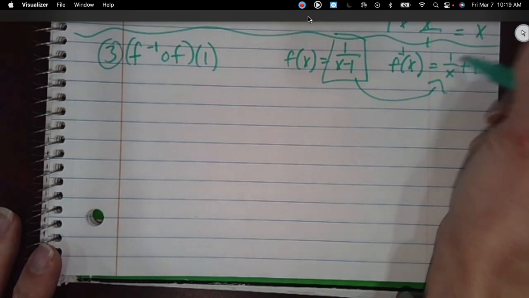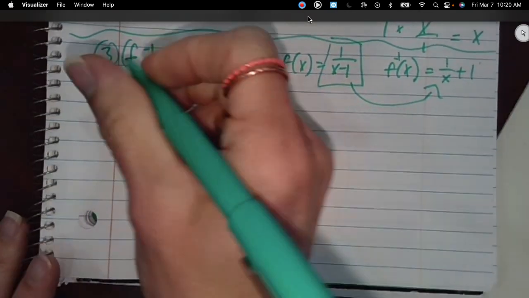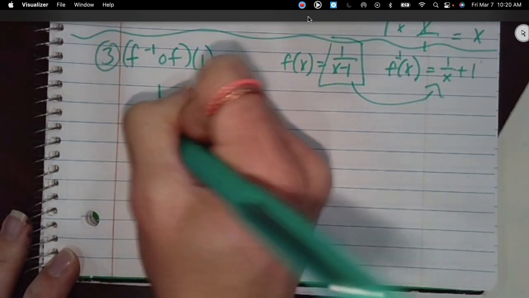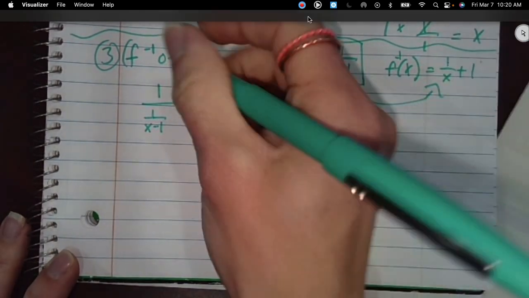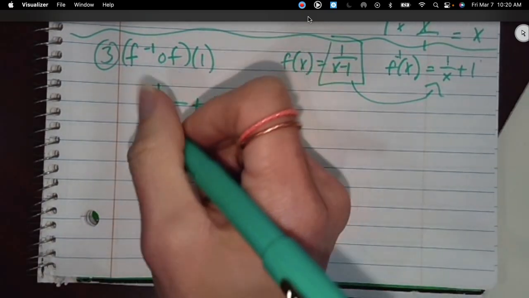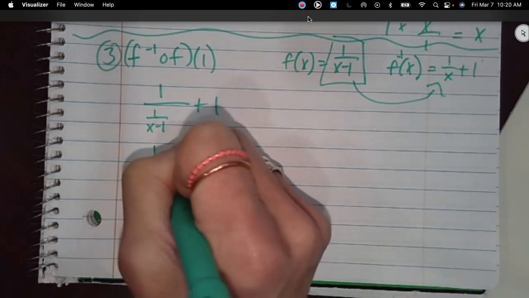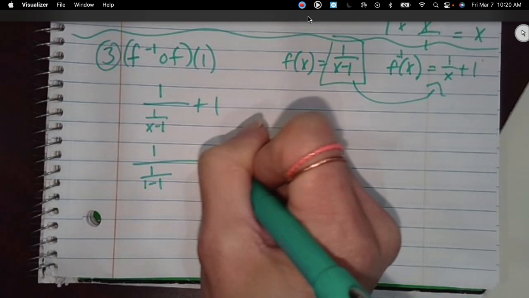I put 1 over all of that. And then plus 1 out here. Okay? Are we good with that? That's a lot. So what do I plug in for x? 1. So I have 1 over 1 minus 1 plus 1.